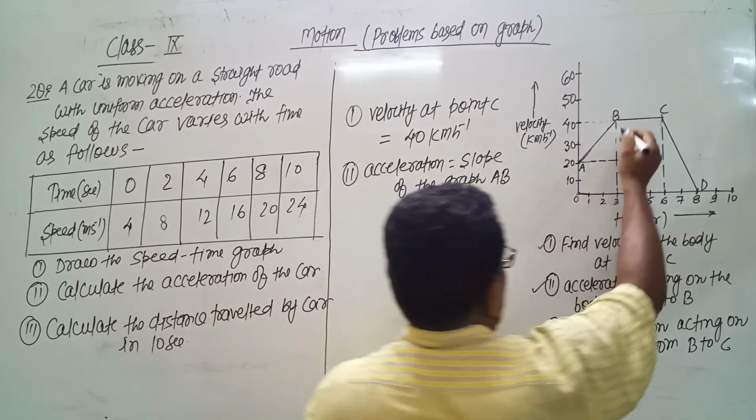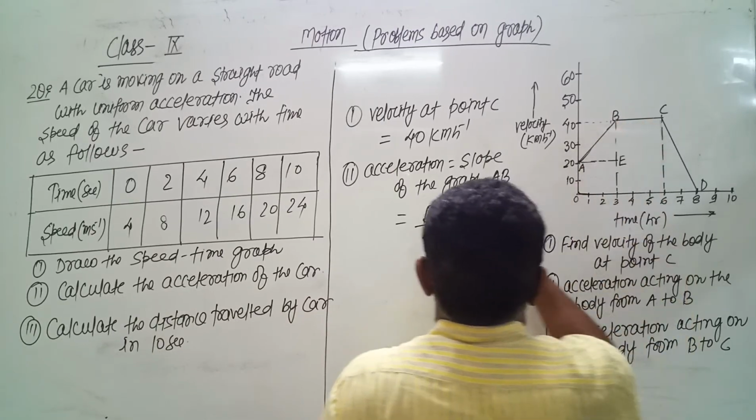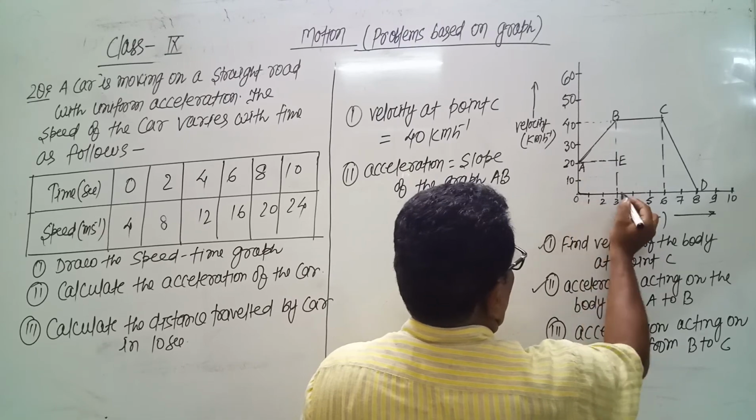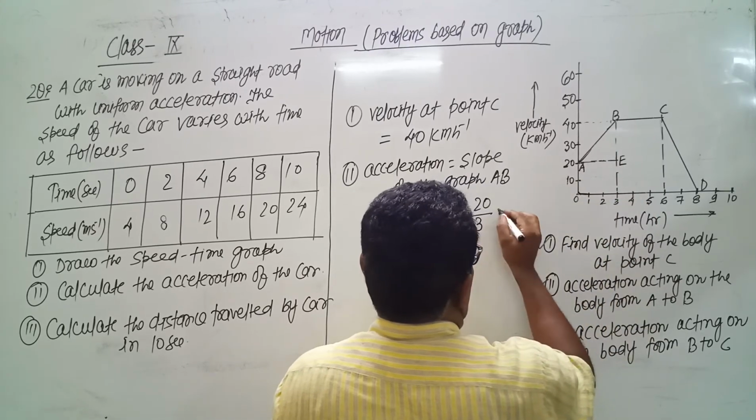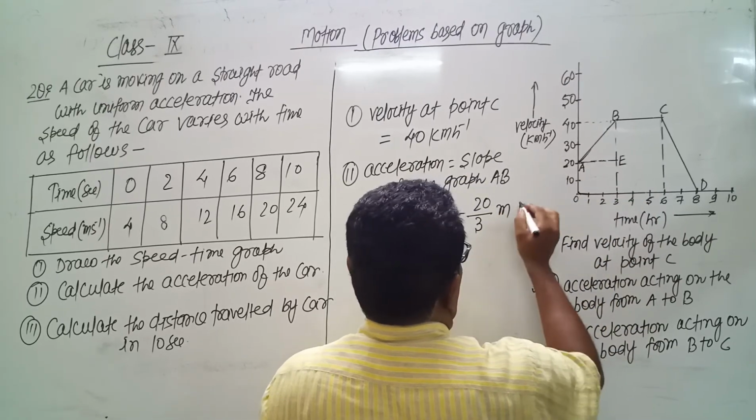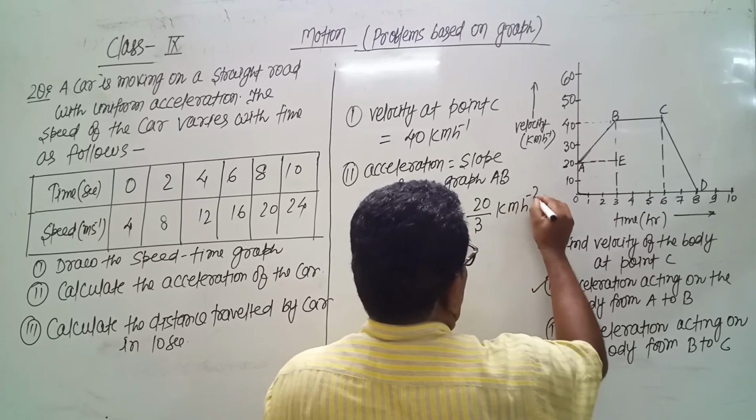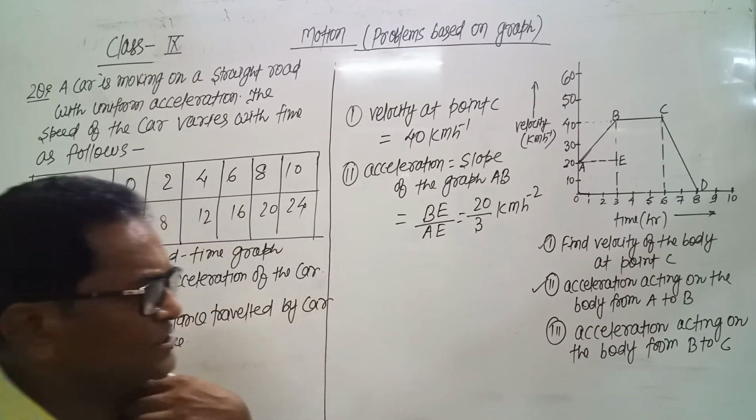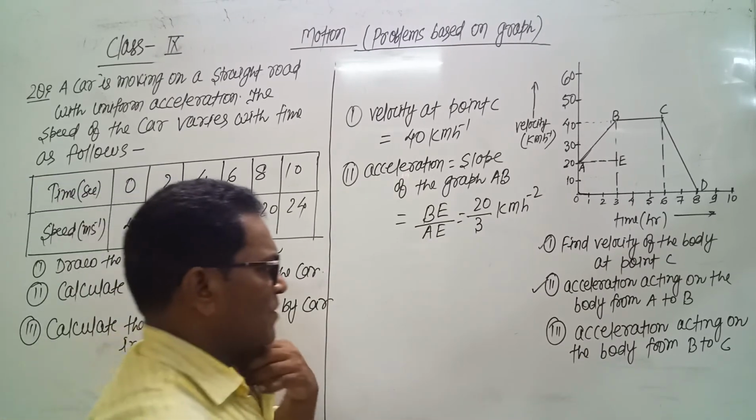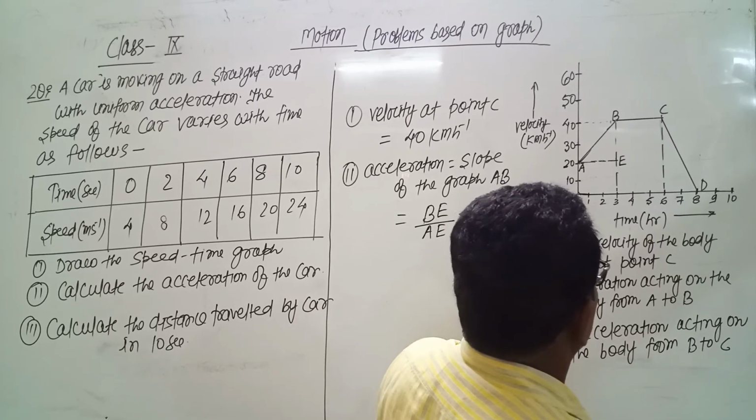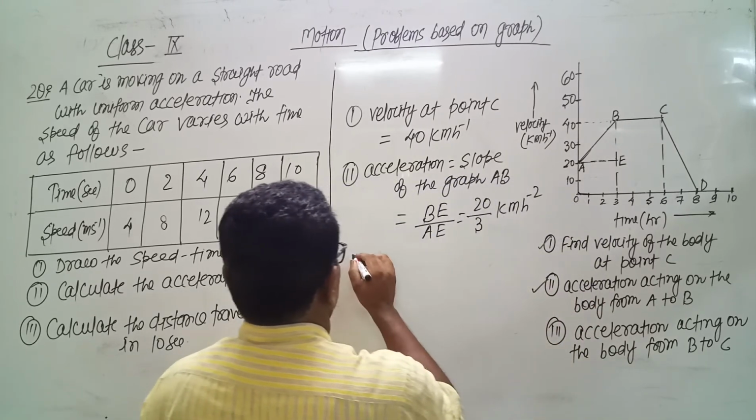And the value of BE is from 20 to 40. This is 20 and the value of A is from 0 to 3. This is 3. So 20 by 3 kilometer per hour square. This is the acceleration of the body from A to B. Now we have to find acceleration acting on the body from B to C.